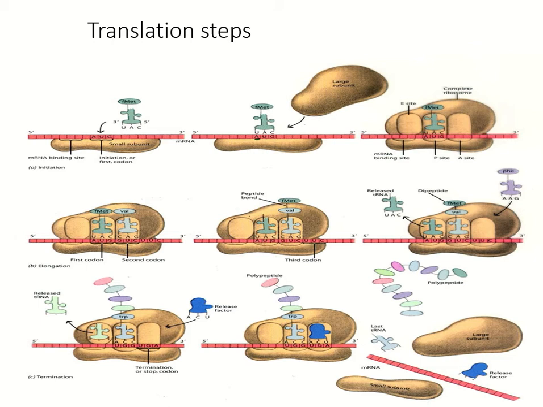The third step is termination of the polypeptide. When the A site of the ribosome reaches a termination codon, which does not code for any amino acid, no charged transfer RNA binds to the A site. So dissociation of the polypeptide from the ribosome takes place, which is catalyzed by a release factor. There are 3 termination codons, and these are UGA, UAG and UAA.